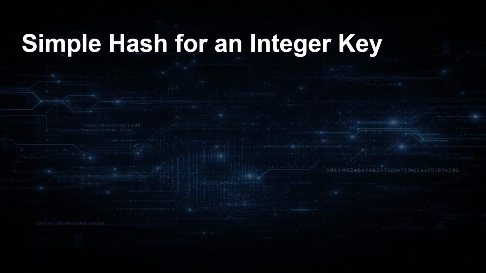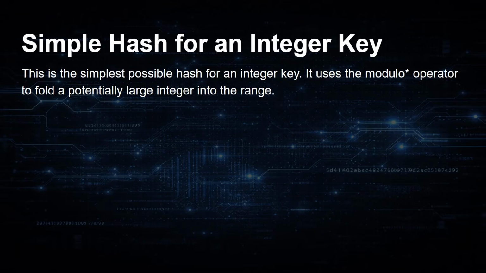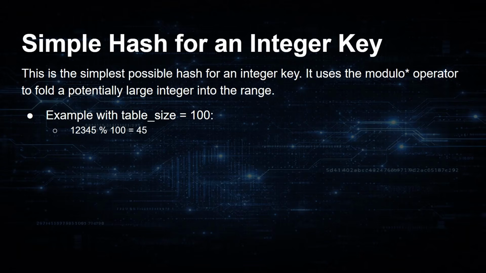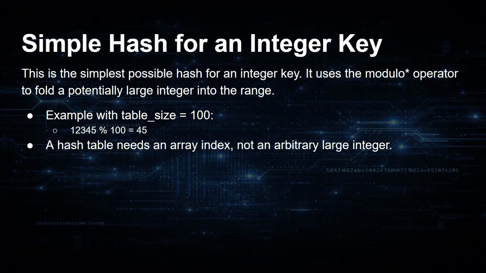Now, this is a programming tutorial, so we're going to start with some C programs, and I'm going to show you the simplest hash for an integer. Now, it's really as simple. This is the simplest possible hash for an integer. It uses the modulo operator to fold a potentially large integer into the range of the table. So if your table's only got 100 entries, but of course an integer can be a huge number, a couple of million or something, you want to say, where am I going to put it in those 100 spaces? So for example, I've got a table size of 100 and I've got 12345. I use modulo, and that tells me it should go into slot 45.